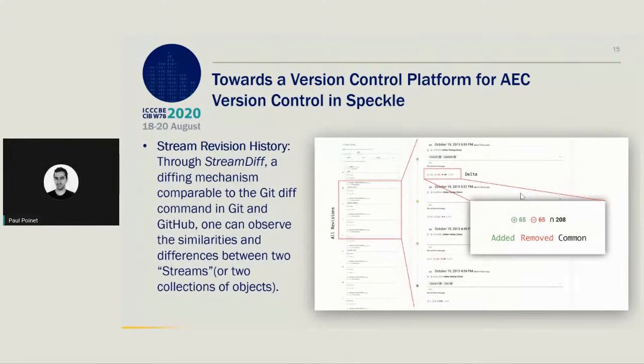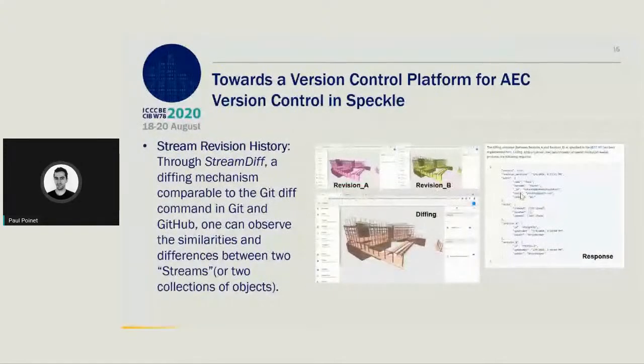model merging. In Speckle, you have something called the stream revision history that allows you to keep track, in the same stream or collection of objects, of all the objects that have been added, removed, or are the same, depending on when you compare two different versions in the history. So it allows you to see the similarities and differences. And here it works a bit like the 3D diff in 3D Repo that I explained previously. This is called the stream diff, which is a diffing mechanism comparable to git diff in GitHub, where you can compare the differences between two different streams or revisions.